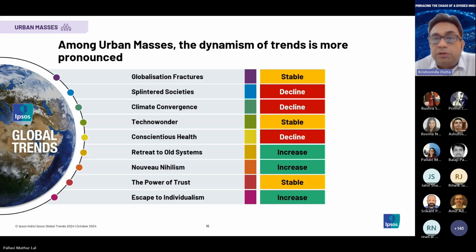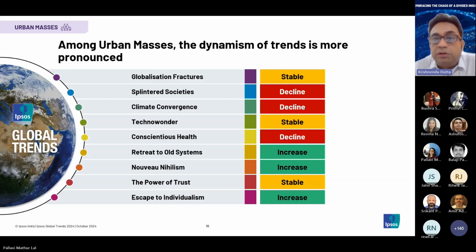And beyond healthcare, when we look at some other categories whose fortunes are directly impacted by the urban masses cohort, for example, two-wheelers. Two-wheelers are yet to reach the volume of sales which they had seen pre-pandemic. This is from CM data, industry data.